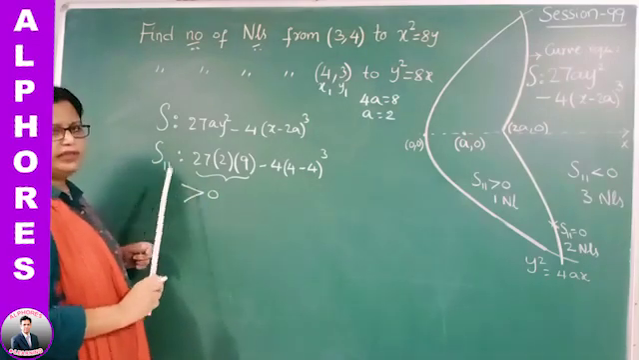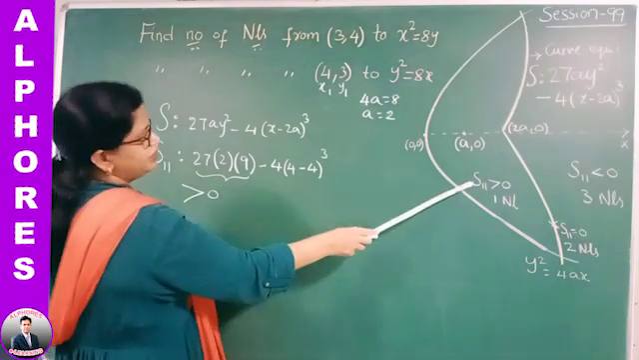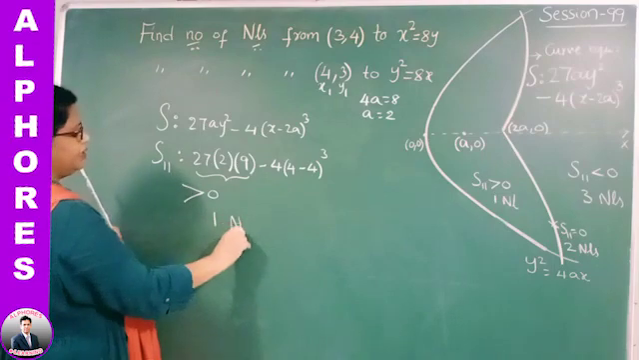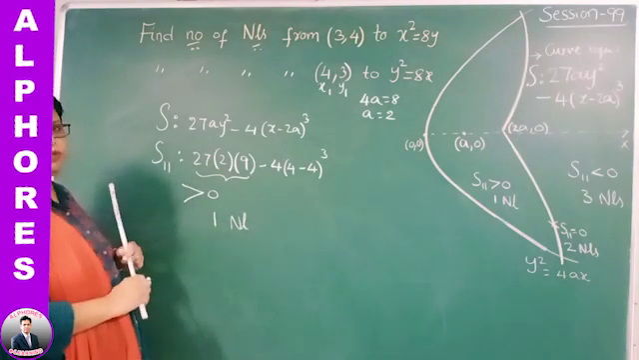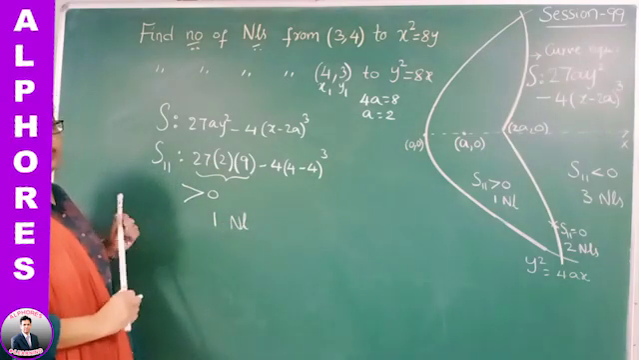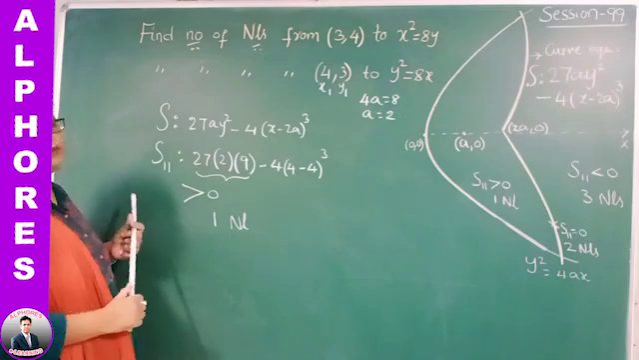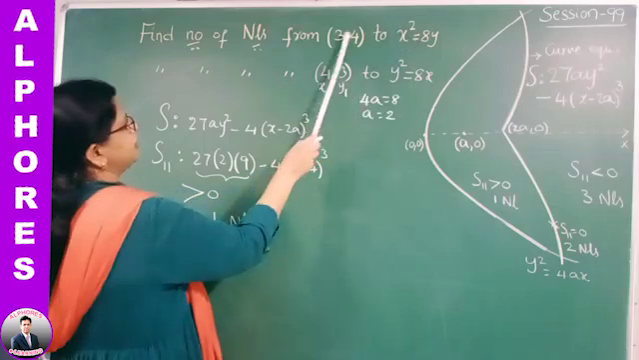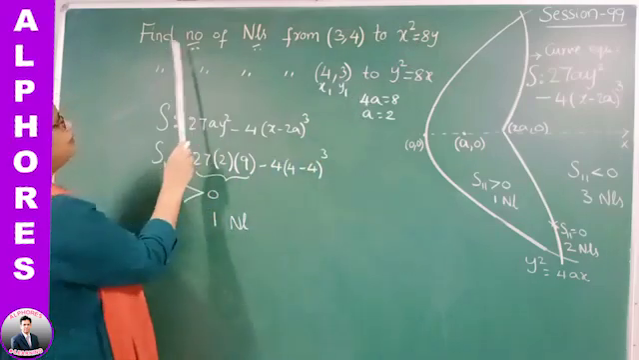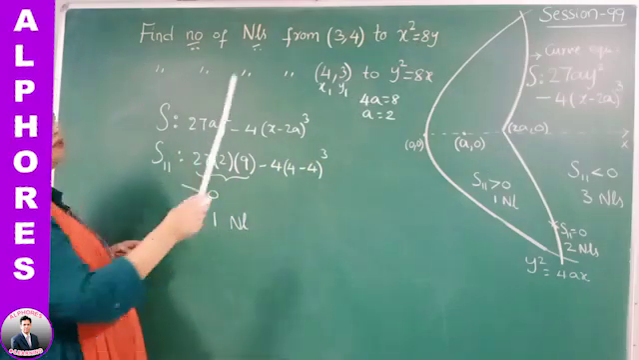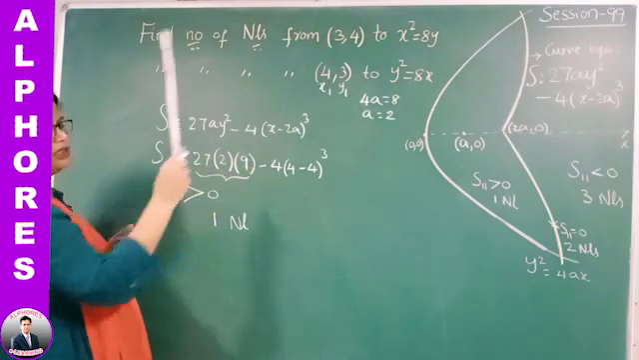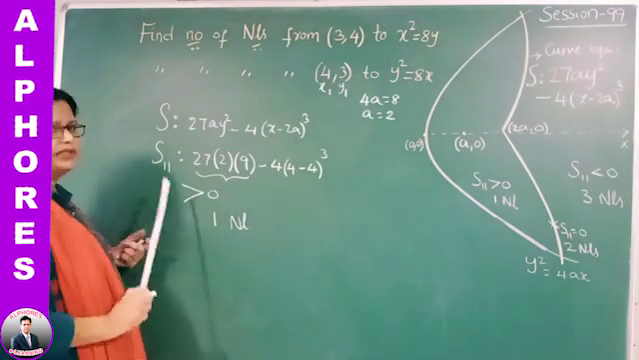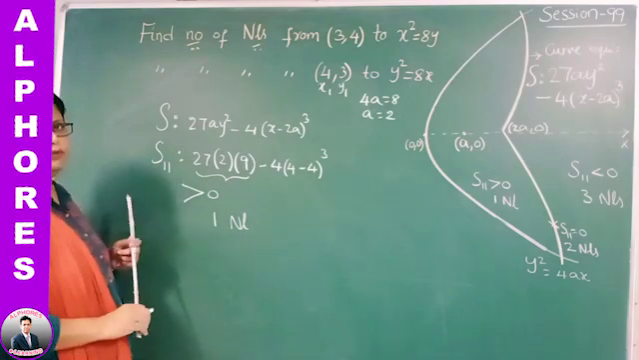When S11 is greater than 0, how many normals can be drawn? One and only one normal can be drawn. Therefore the conclusion is that only one normal can be drawn. So what is our observation in this problem? Whenever they give this kind of standard form and ask only for the number of normals, we simply change the concept like this, and thereby you can decide the answer: one and only one normal.